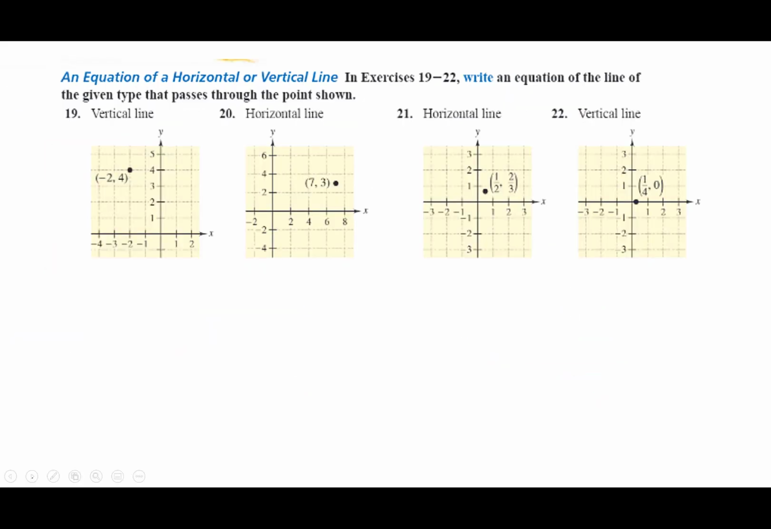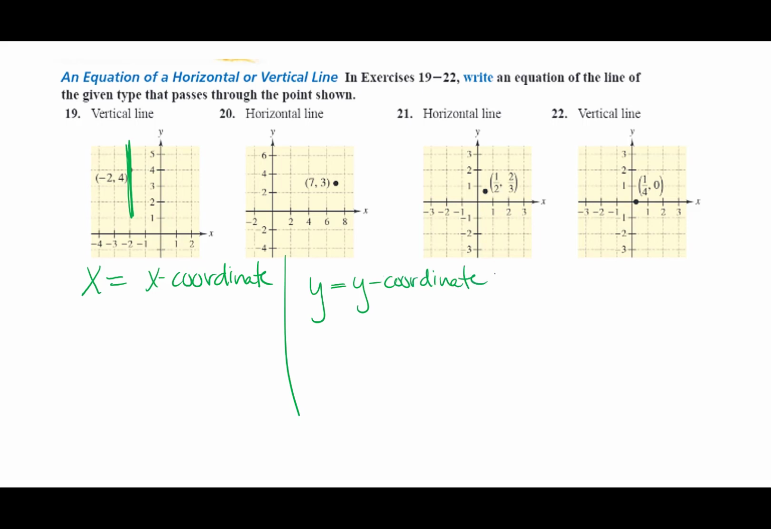Okay, next we're going to write the equation of a line that passes through the given point. Let me give you a hint on vertical and horizontal lines. When you have to write a vertical line, the equation will always be x equals the x coordinate. A horizontal line will always be y equals the y coordinate. And I want you just to memorize that.